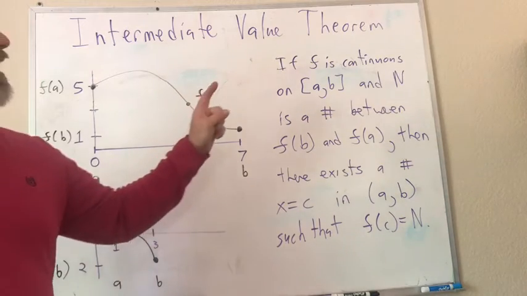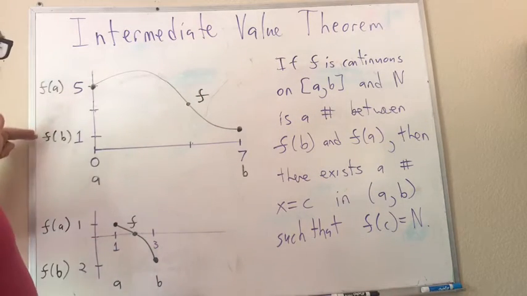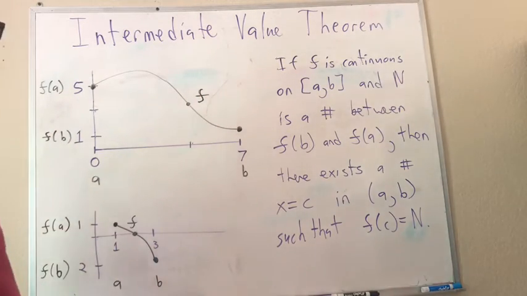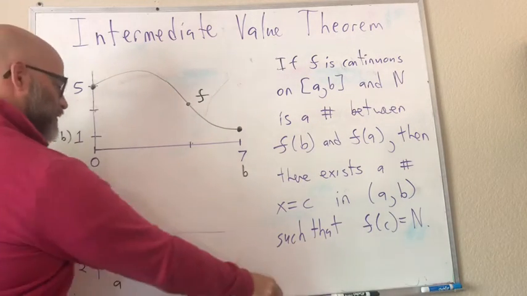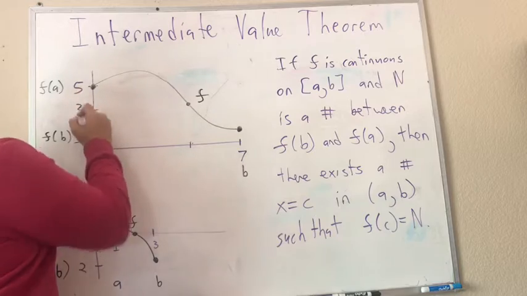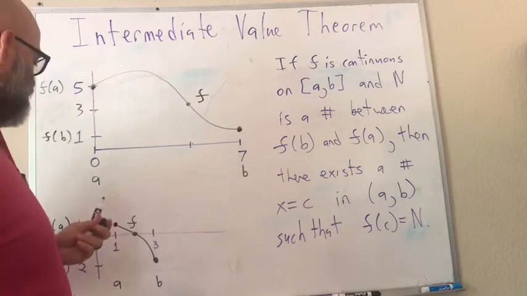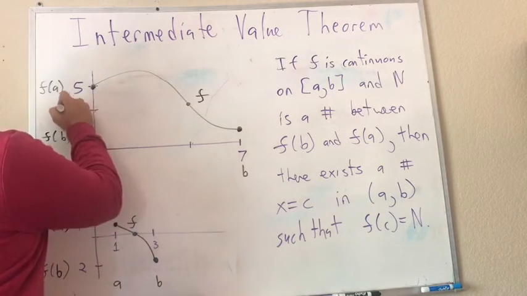But it says n is a number between f of b and f of a. So we have to choose a number between 1 and 5. We'll choose the number 3. That's definitely between 1 and 5. And this number right here is what we're calling n.